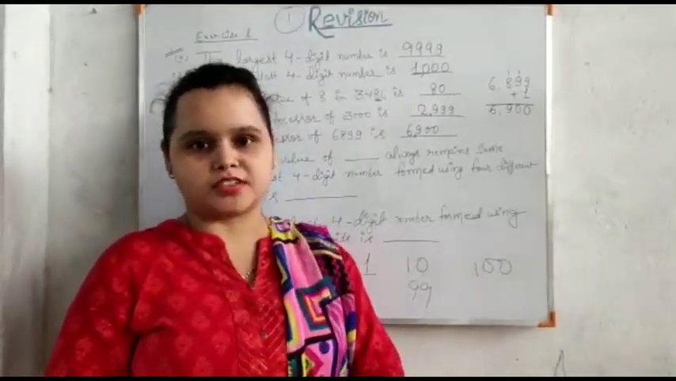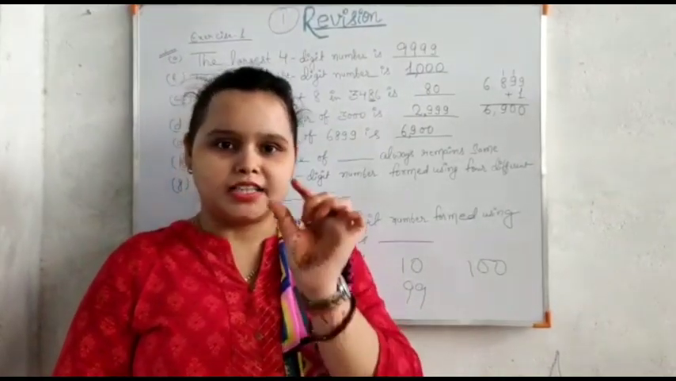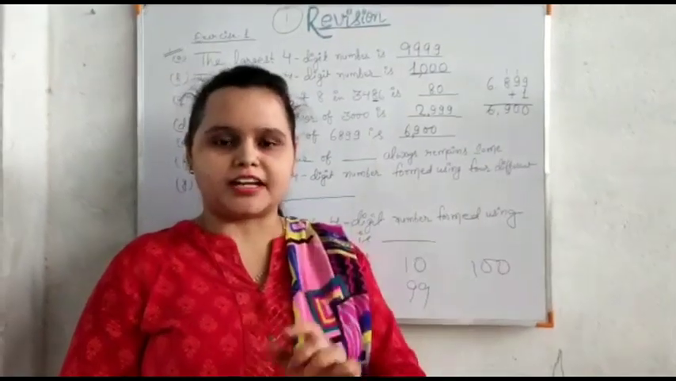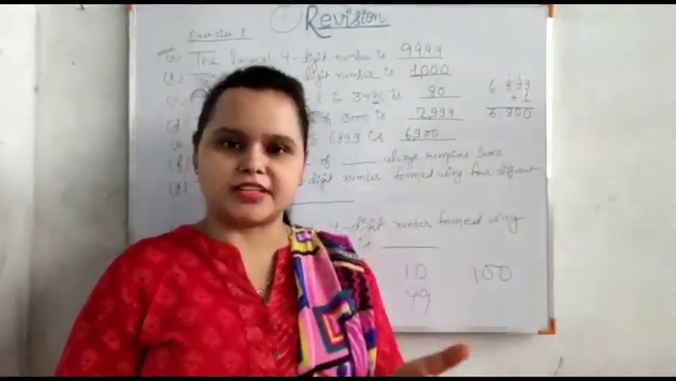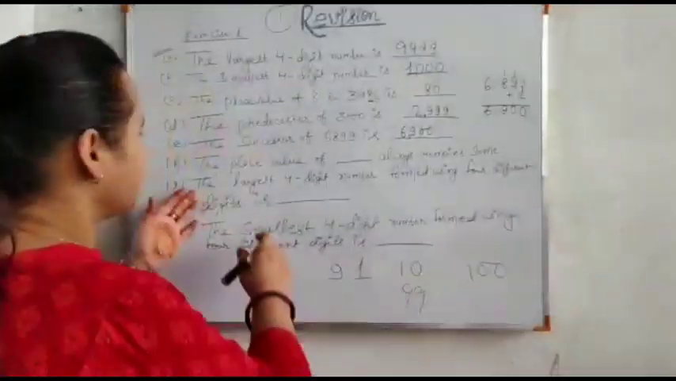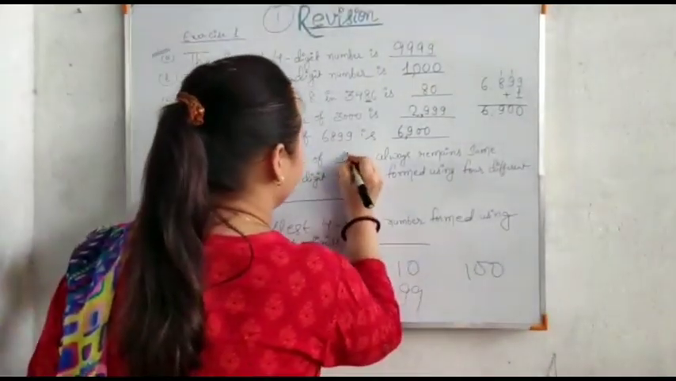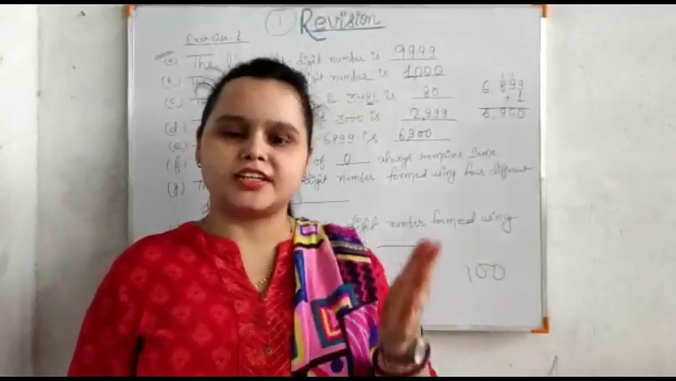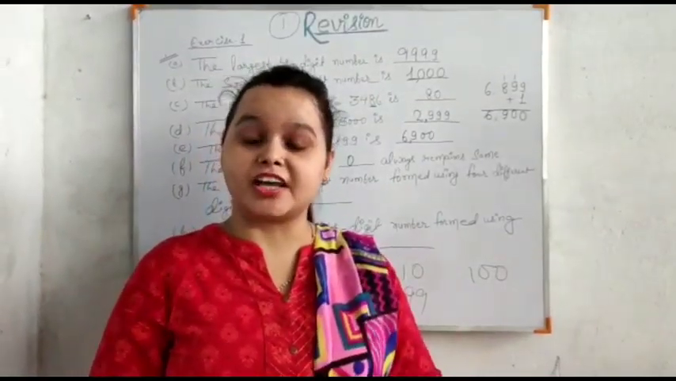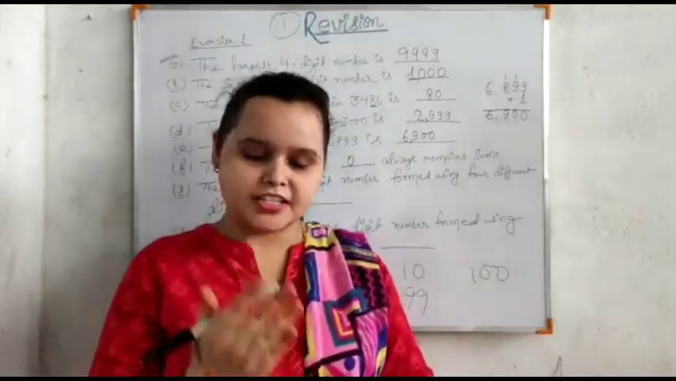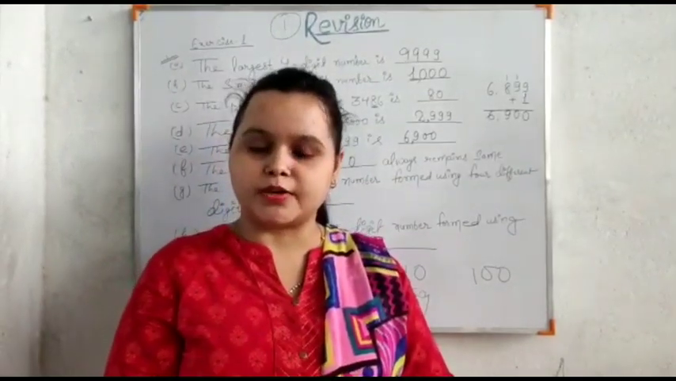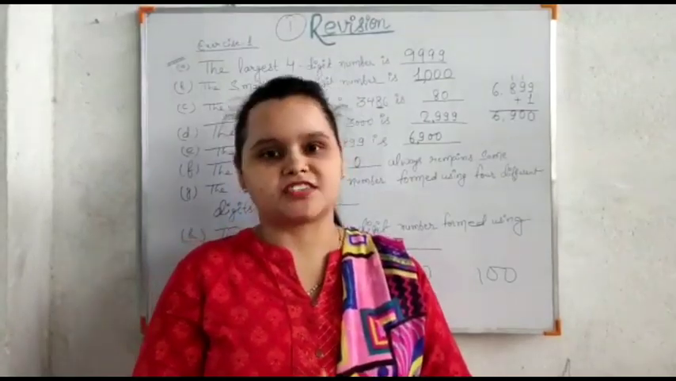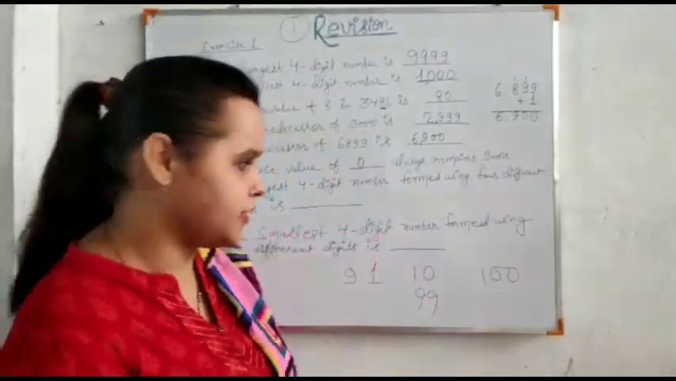Next question: the place value of 0 always remains the same. It is very important to know that 0 is the only digit whose place value always remains the same. Wherever the place value of 0 is asked, whether it is at the tens place, ones place, thousands place or hundreds place, the place value of 0 is always written as 0.